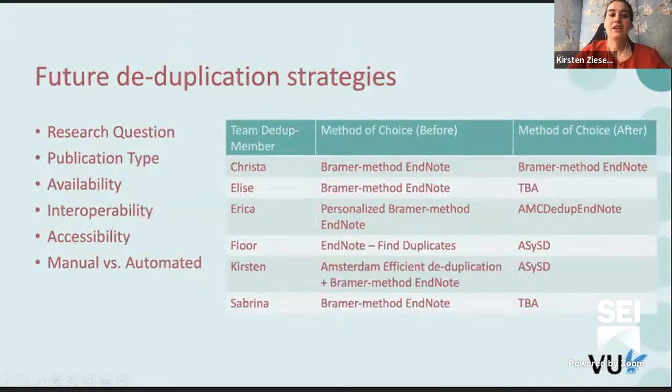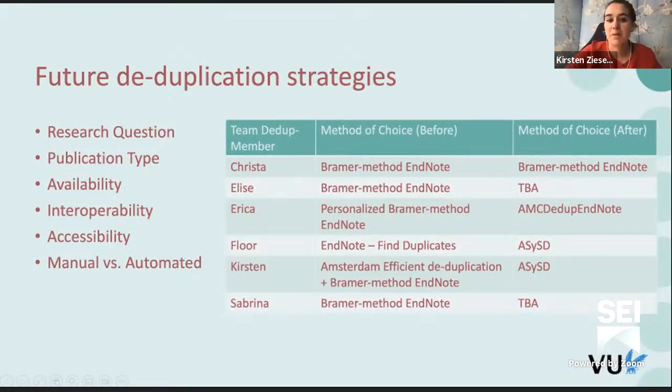But then for future deduplication strategies, and mainly where we have our method of choice, for deciding which method of choice we have, we took the following key points into account. Your deduplication method can depend on the research question that you have. It may depend on a required publication type. For example, a method developed for conference abstracts may have higher false positive numbers. And if a particular method is known for having higher false positives based on these conference abstracts, then that's not the method that you want to pick if you're specifically looking for these conference abstracts.